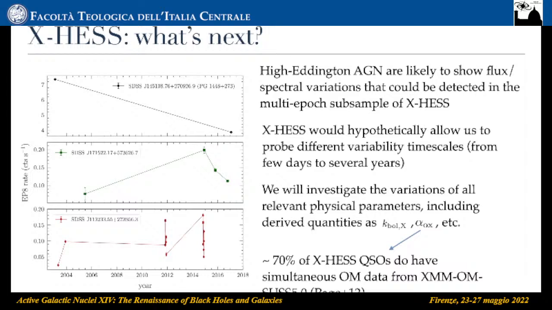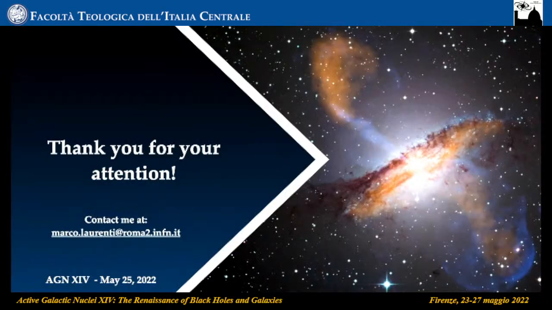So what we're going to do eventually is to try to understand the reason and the physical process behind all of these variations, including those of derived quantities such as the X-ray bolometric correction and delta X, given that the vast majority of the sample, almost 70%, has simultaneous optical data from the latest release of the Serendipitous OM catalog. But as you can imagine, this is a very preliminary stage, so I'm really open to any suggestion from all of you. And I think that's all, and thank you for your attention.